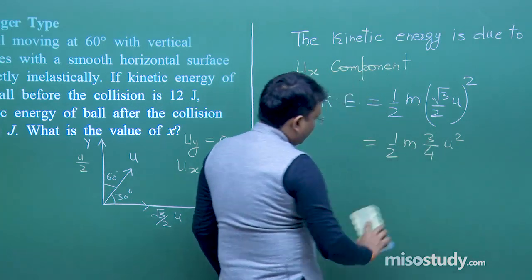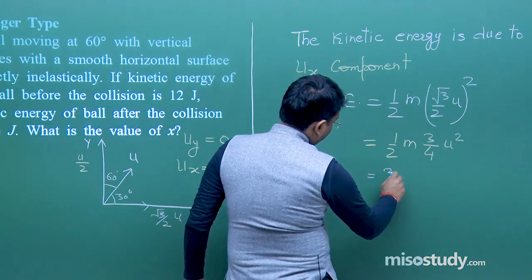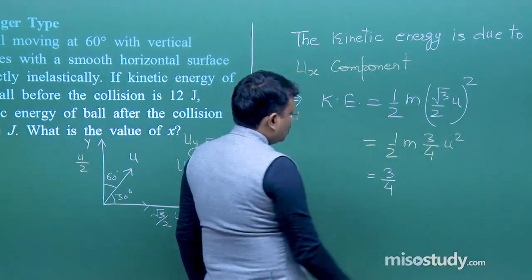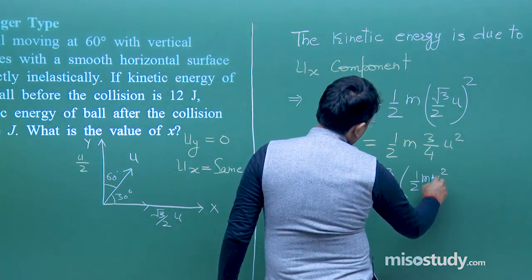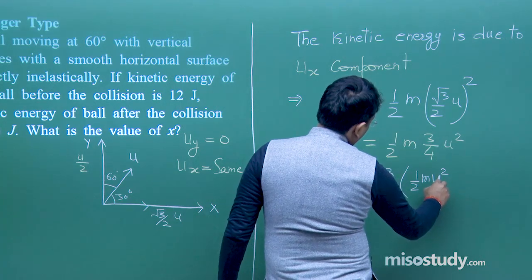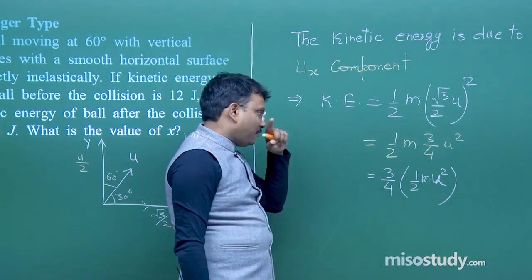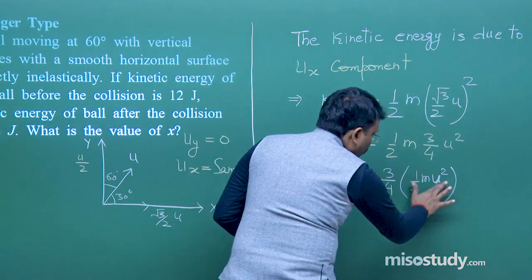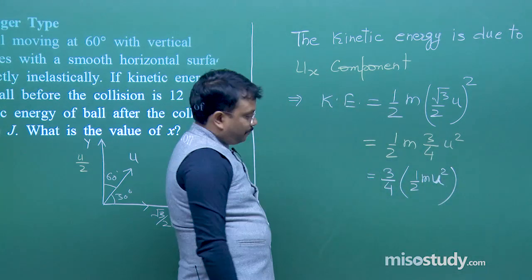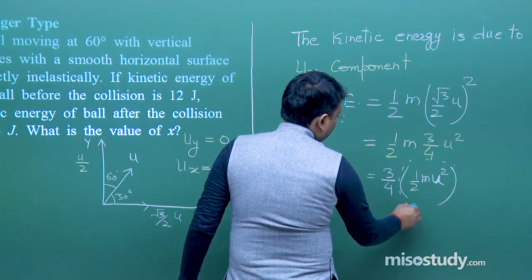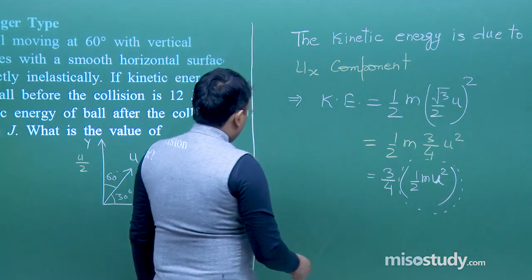I think I should do the makeup in a different way. I will write it as 3 by 4 and within bracket 1 by 2 mu square, more easy to visualize. But try to recall, half mu square is equal to 12 joule, it is given. So, this entire bracket will be replaced by 12, okay.